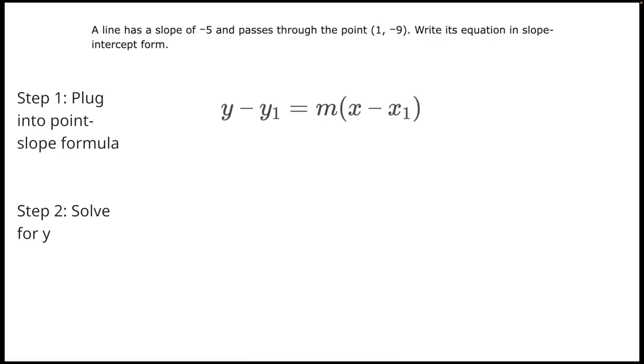Today we're going to be looking at how do you write an equation when they give you a slope and a point, similar to this problem you see up on the screen. We're going to be looking at how to do this using the point-slope formula. There's another way to teach this using the slope-intercept formula.